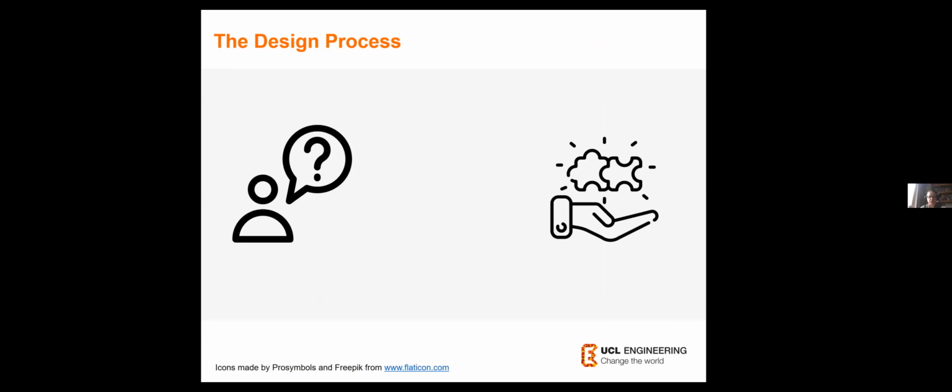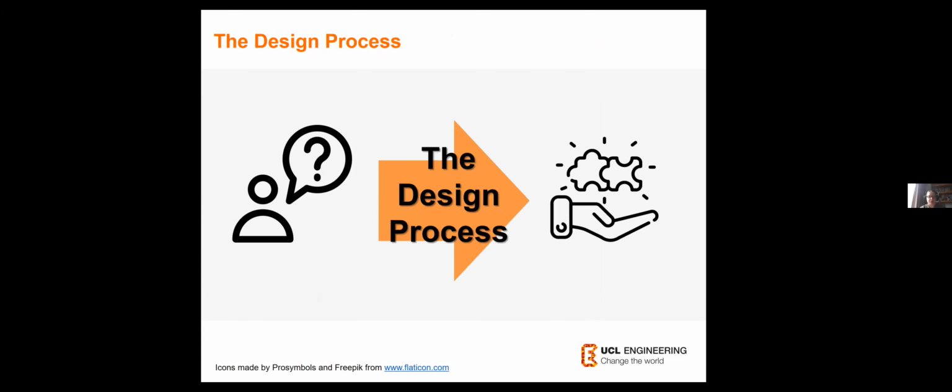So the design process. I say design process, but there are lots of different ways of talking about this. Really, what we want to know is, how do I get from problem to solution? Because it can seem quite vague. I've got a problem, I need to get to a solution. And really, that process is just the design process. That's what we're talking about there.